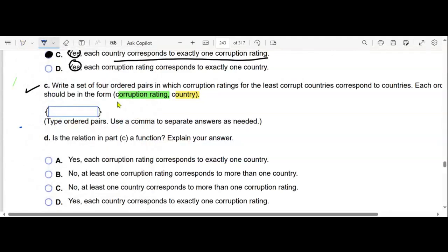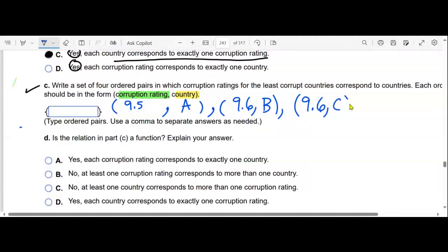Okay, so in this case, we're gonna be what? The rating first, and then the country. So we have... Can you please tell me the answer? What's the corruption rating for the first country? 9.5. And the next country? 9.6. And B. 9.6. And C, the last country. 9.9. And D. That's it. Easy.